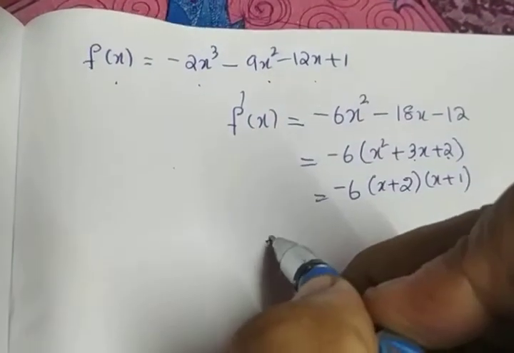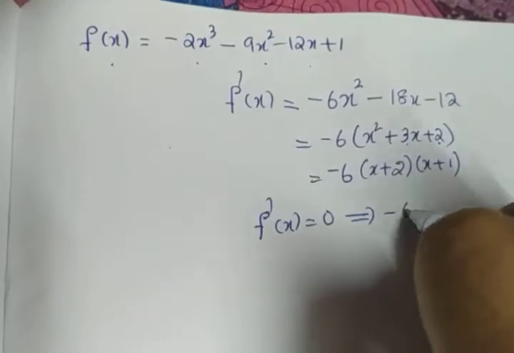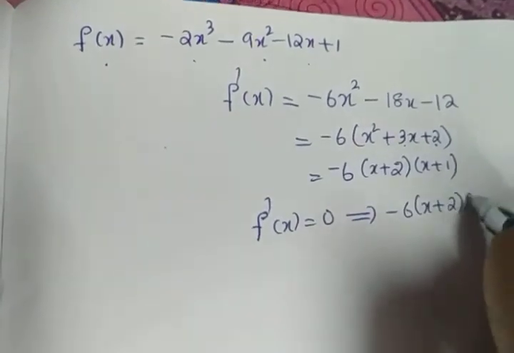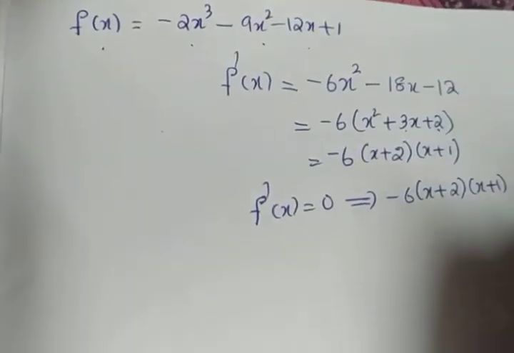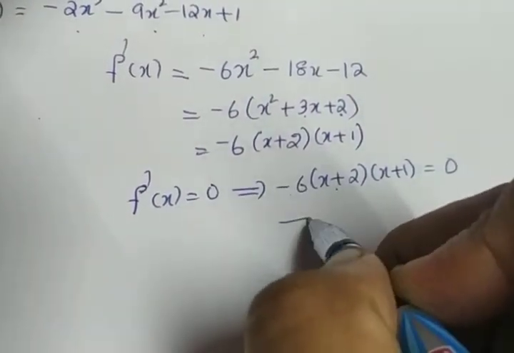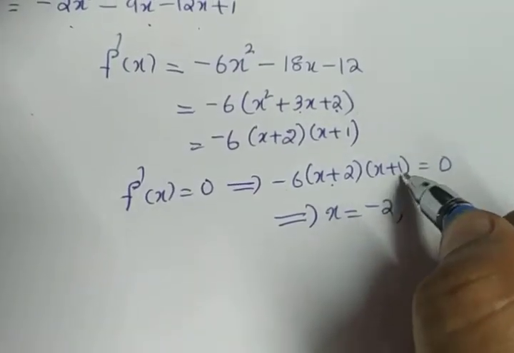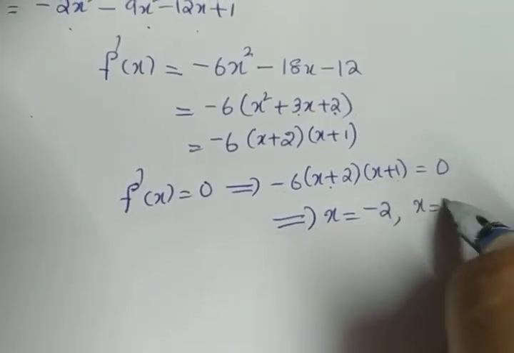Okay. So equate f'(x) to 0. This implies -6(x + 2)(x + 1) = 0. -6 cannot take the value 0. So we have to equate x + 2 = 0, which implies x = -2. And when x + 1 = 0, we are getting x = -1.